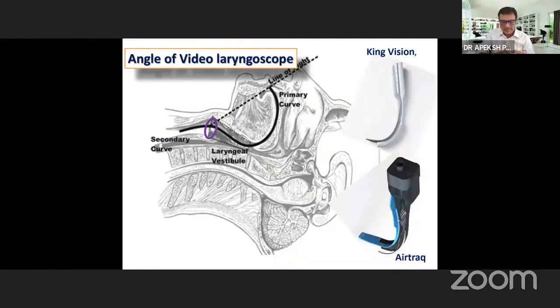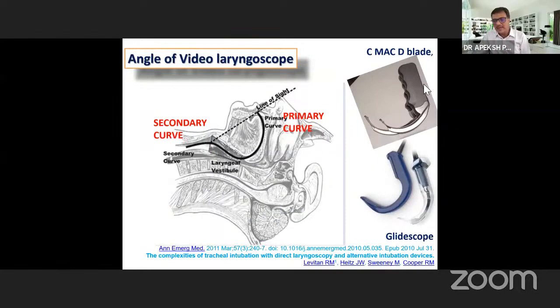Now, if you look at the different video laryngoscopes, there is a difference in the angle. If you look at the AirTrack and King Vision, the angle is like this. This angle of the AirTrack, Pentax or King Vision is matching with the primary curve. That's why it's called an anatomically curved blade. And if you look at the CMAC D blade, or Glidescope hyperangulated blade, the angle is matching with the primary curve of the oropharynx. So again, it's an anatomically curved blade.